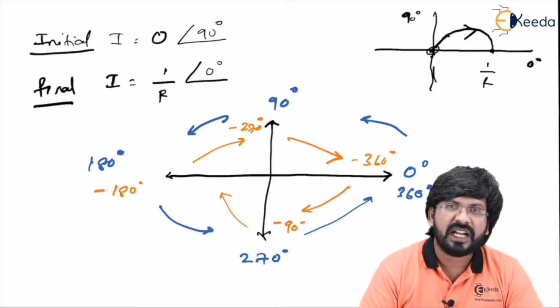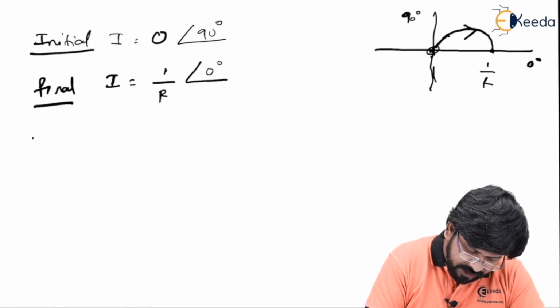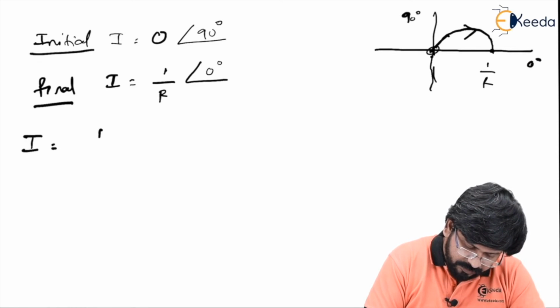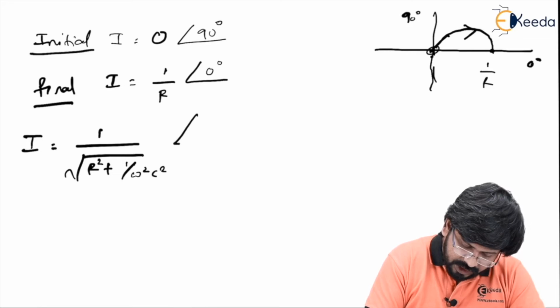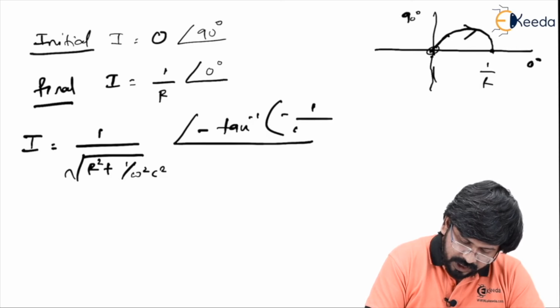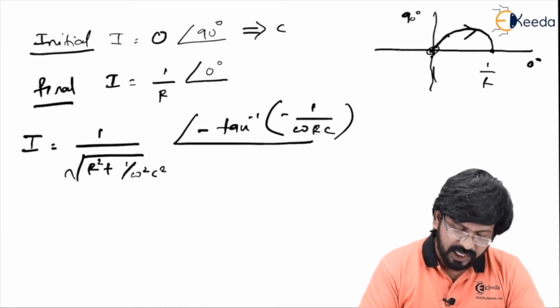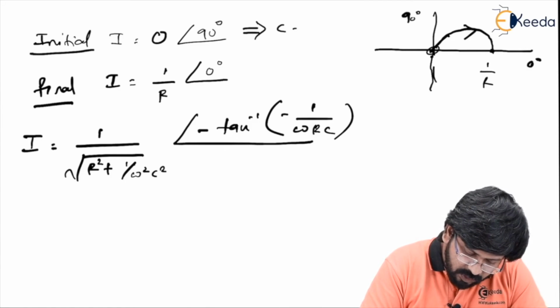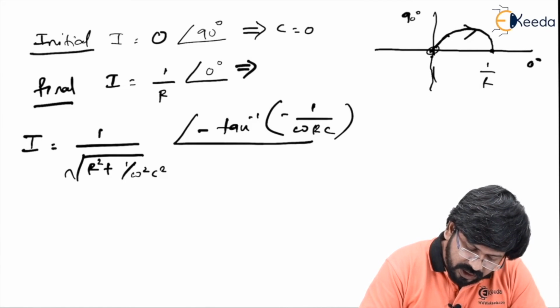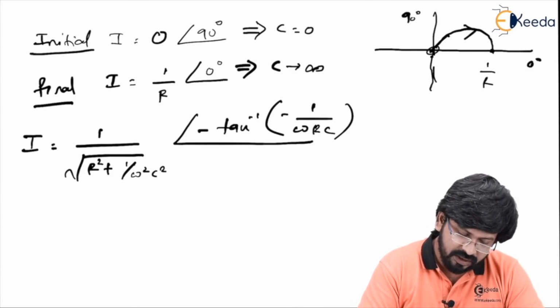So what I'll do is try to get an intermediate value also. Just recall the I value that we had: it was 1 upon under root of r square plus 1 upon omega square c square, at an angle of minus tan inverse of minus 1 upon omega rc. Is that right? Now, if you remember, for calculating the initial value I substituted c equal to 0, and for the final value I substituted c tends to infinity. Why not put a value which is intermediate from 0 to infinity?